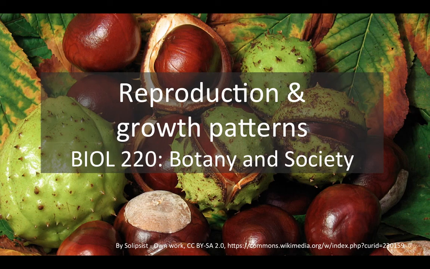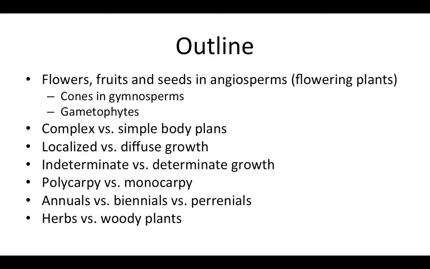In this lecture, we are going to talk about plant reproduction and growth patterns. We are going to start by talking about flowers, fruits, and seeds in angiosperms, which are the flowering plants. Then we will talk about cones and gymnosperms and gametophytes as the generation that makes sperm and eggs in the ferns and the bryophytes. Next, we're going to compare and contrast complex and simple-bodied plants.